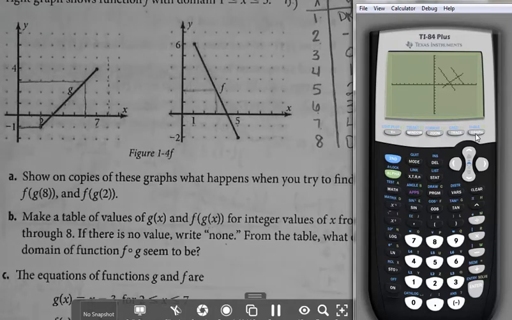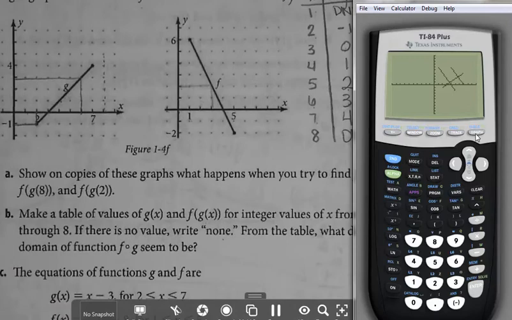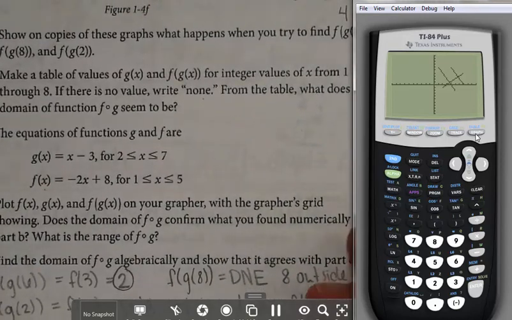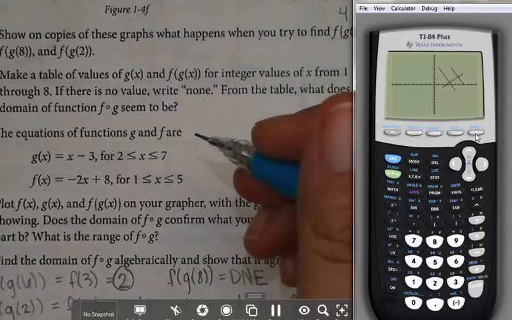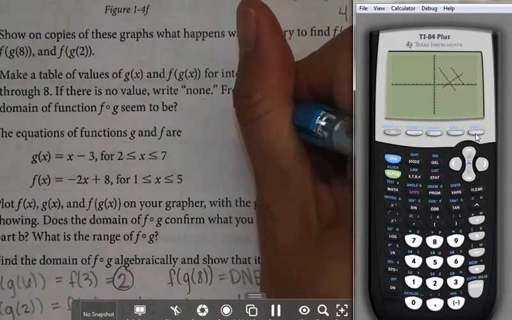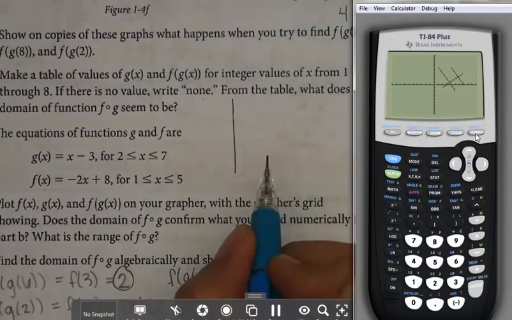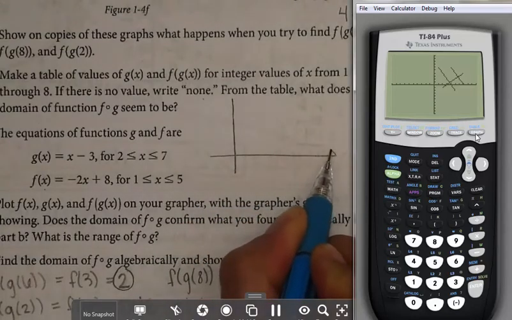Man, that looks pretty darn good, right? Does my domain look like it's going from 4 to 7? It does. So right here I think is where I'll go ahead and do this graph. I'm just in the first quadrant with a little bit of negative output, so I'm going to do this.